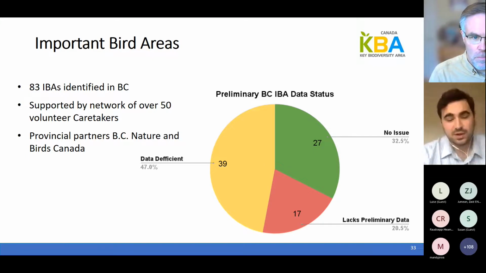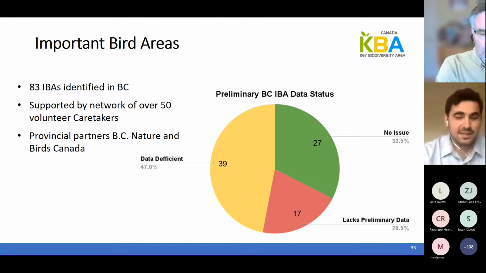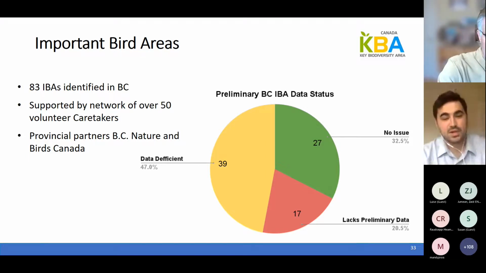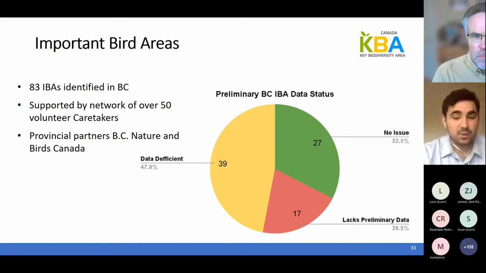Those are volunteers who steward each of our IBA sites and ensure that we continue to get data in, that the IBAs stay up to date, and that when conservation threats occur, we're aware of them and are able to act in turn where appropriate. As you can see here, 27 of the 83 sites, so about a third, came in as no issue. Given all we know, they will qualify as a KBA right off the bat with no extra data required.